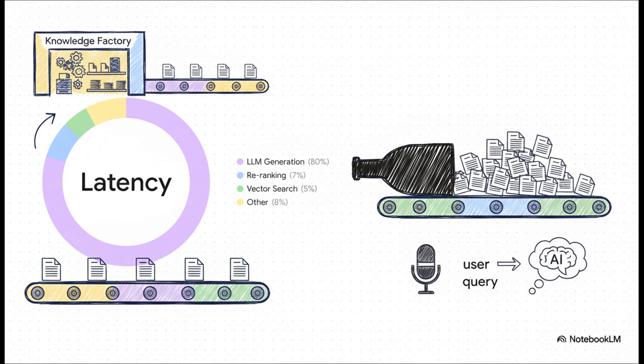Now this is fascinating. Take a look at where the time is actually spent during a query. All those retrieval steps, like the vector search, they're incredibly fast. The real bottleneck, the thing that takes up a massive 80% of the time, is the large language model just thinking and generating the answer. This is a super critical insight. If you want to speed up your RAG system, optimizing the generator is where you'll get your biggest wins, by far.